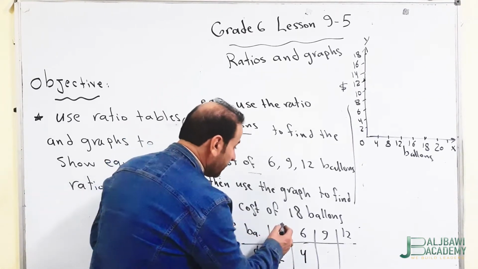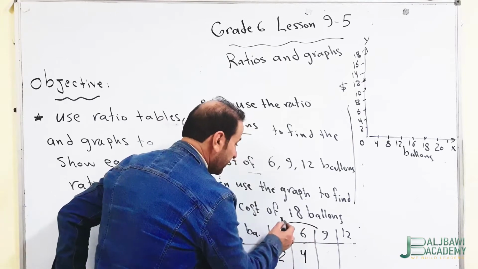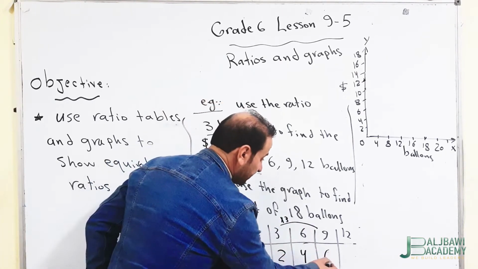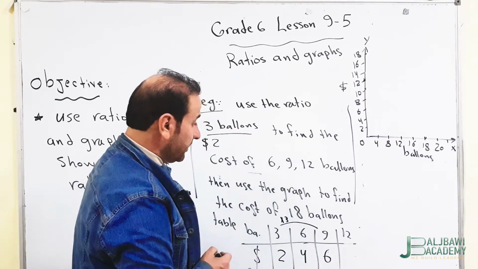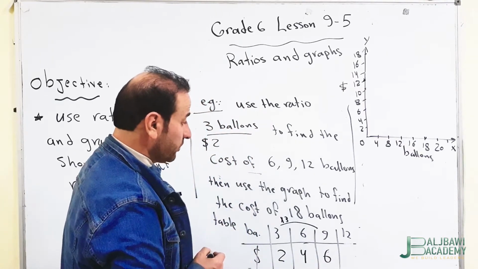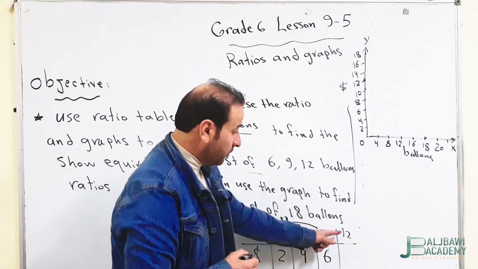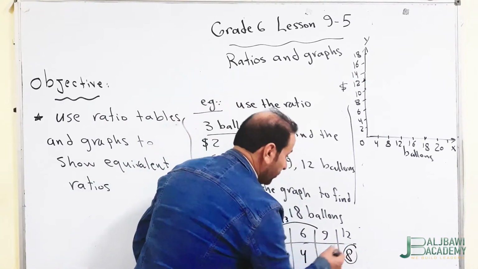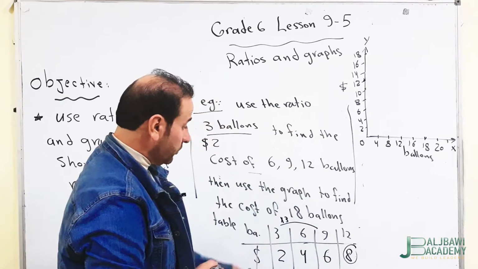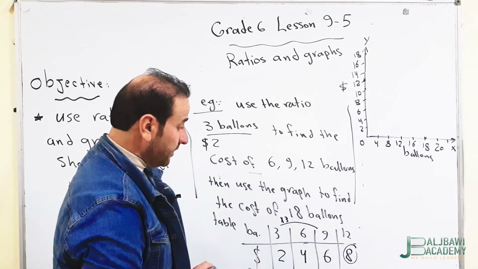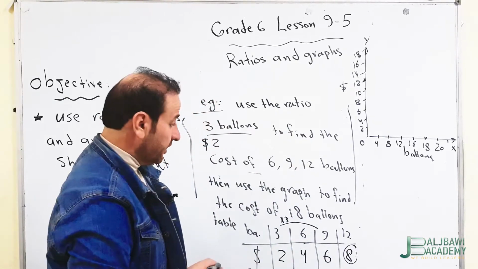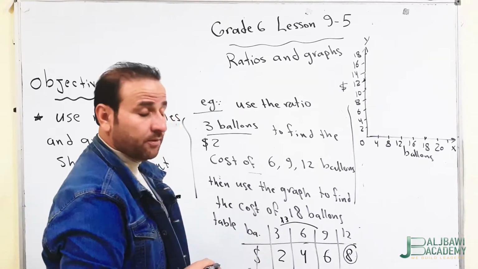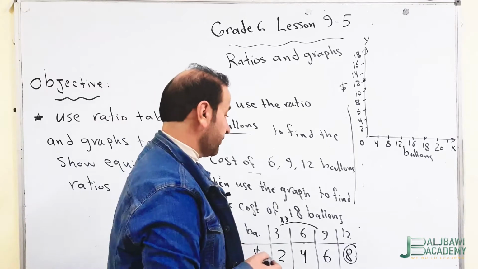And for 9 balloons we multiply 3 by 3. So we multiply 2 by 3, we get $6. And now for 12 balloons we multiply 3 by 4. Now we multiply 2 by 4, we need $8. So we are using this table to find equivalent ratios. Now we can find the cost of some numbers of balloons.